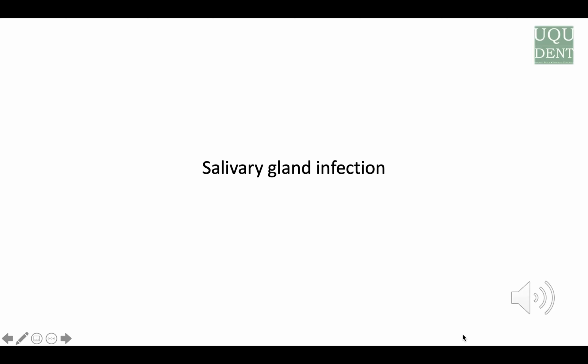We'll talk a little bit about the salivary gland infection. As we all know, the infection can be caused by bacteria, fungi, or viruses.